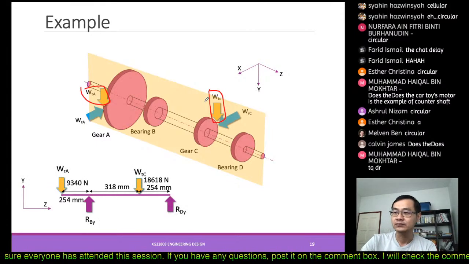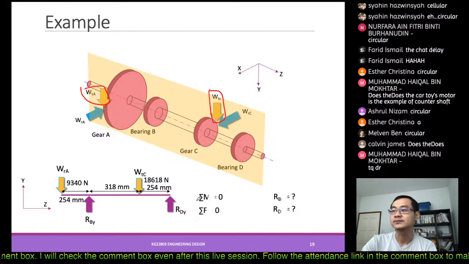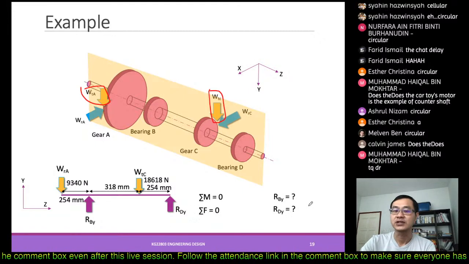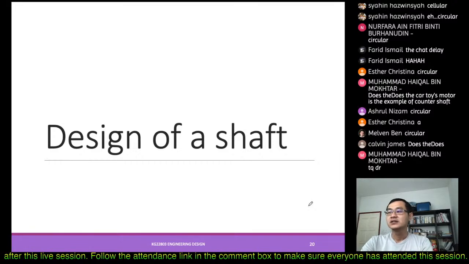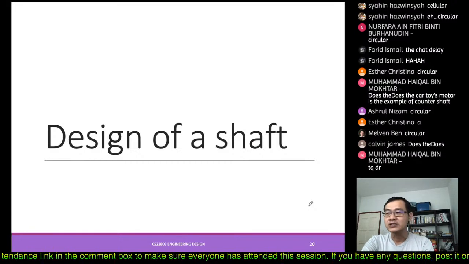So, same diagram. Now both are moving downwards. Then we have support from the bottom, right? So you can try this on your own. Now, how do we use that information for our shaft design?